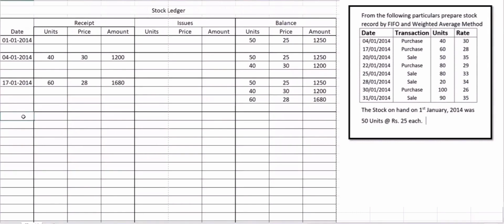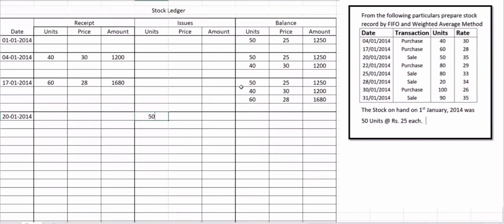Next transaction on 20th January 2014. On 20th January 2014, the transaction is a sale. We have sold 50 units at the rate 25. So we have sold 50 units. What rate do we take? The rate which is the rate for buying. Okay, so 50 units we are going to give.